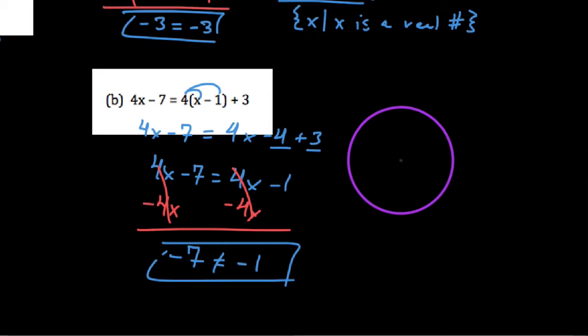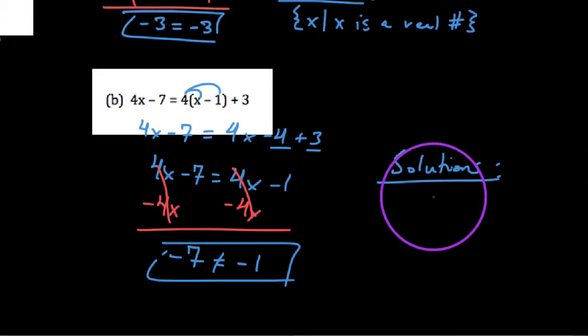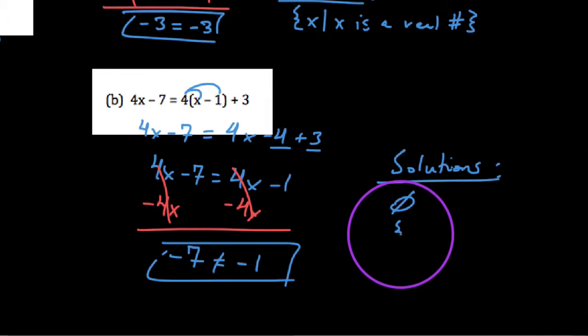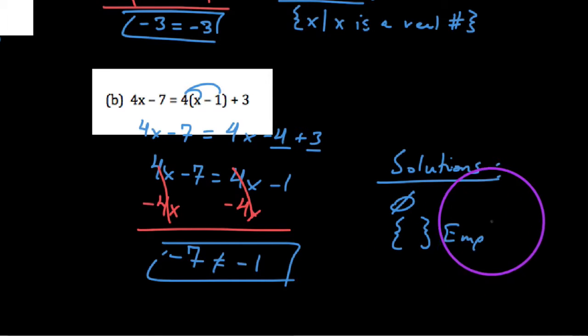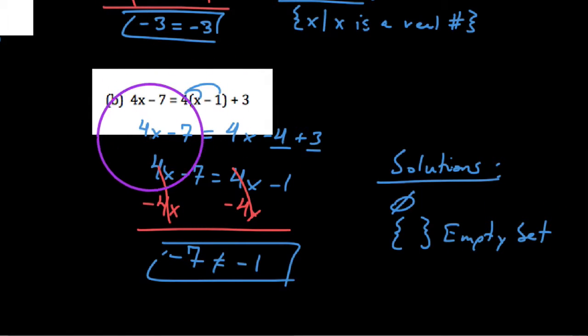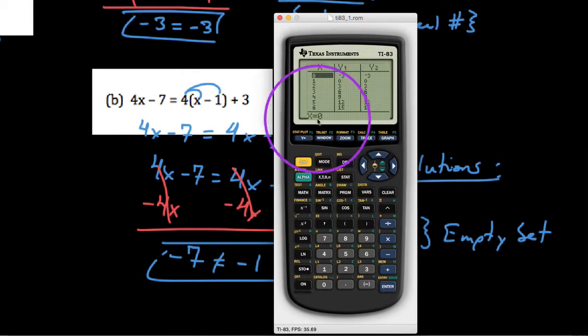It's never true. So we say solutions, we'd say none. No real numbers. We would write the null set, or we could write, I'm really bad at those cusps sometimes, the empty set. In other words, there aren't any x values for which, when we substitute them into this equation, you get a true statement. So very quickly here, let's take a look at how that would look.